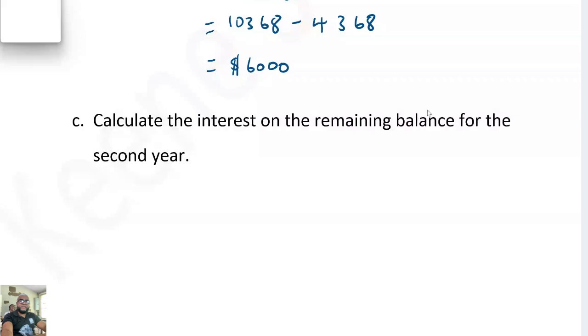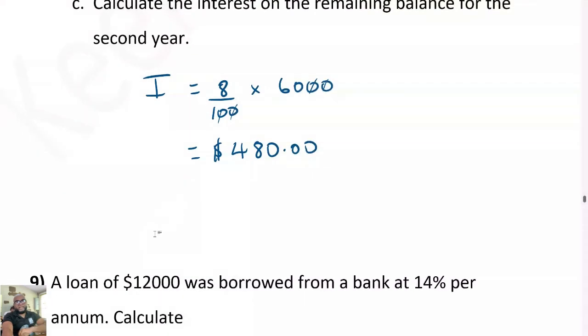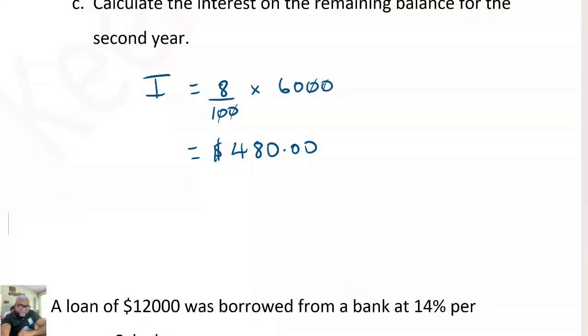Calculate the interest on the remaining balance for the second year. So your interest on the remaining balance would be 8% of what's the remaining balance right here? How much is still owing? 6,000. The zeros cancel. 480. Right? This is the interest on the remaining balance. They just wanted the interest on the remaining balance.